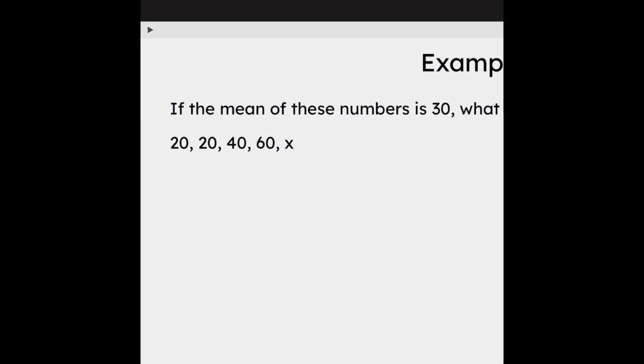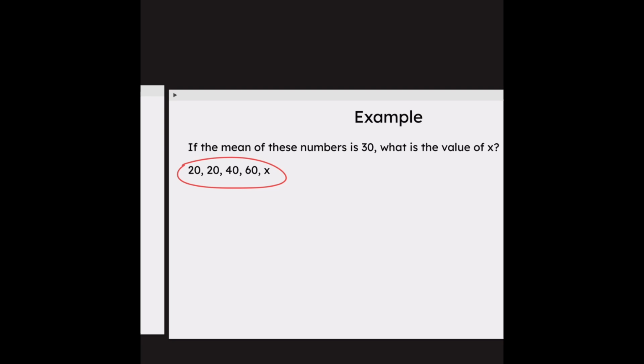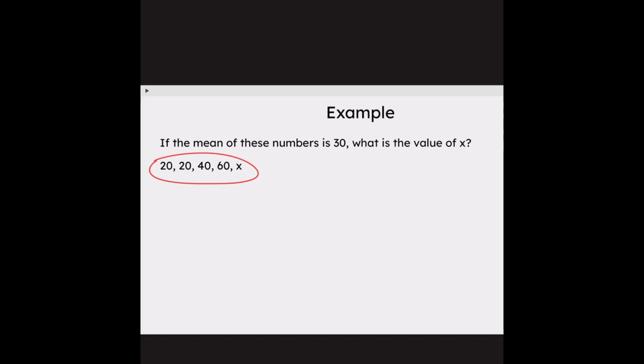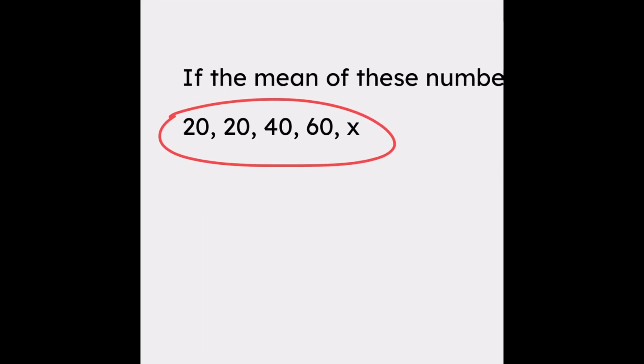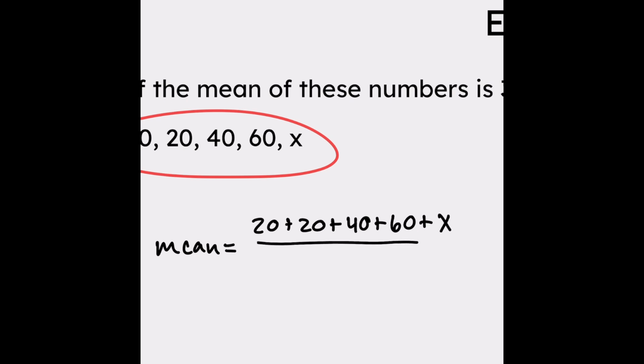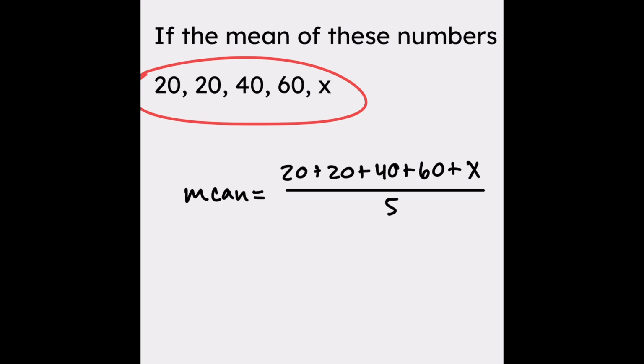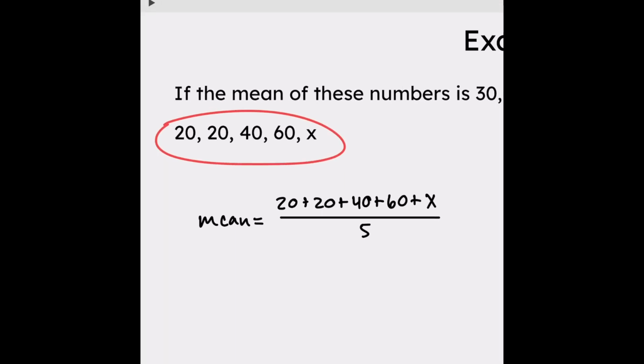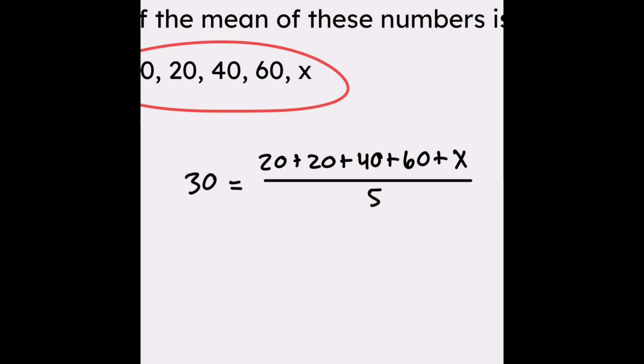We're given 5 numbers here, and we're told that the mean of these numbers is 30, but we're missing one of the numbers, and we want to find that number. So what we can do is remember that the mean is equal to adding all the numbers divided by the total number of numbers, and there are 5. We're given that the mean is 30, so we can plug that in here. And now we can work backwards to solve it.